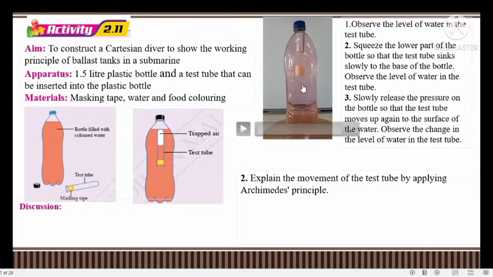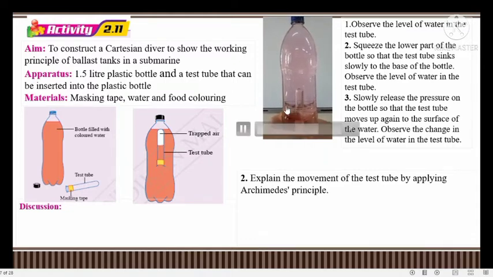So this is when no pressure is applied to the bottle. You can look at the level of water in the test tube. Look at what happened when the bottle is squeezed. You can see water is forced to get into the test tube, and it becomes heavier. The total weight of the tube increases, so the tube sinks. Same thing when you release the pressure, the water will get out from the tube, and then it will float up.